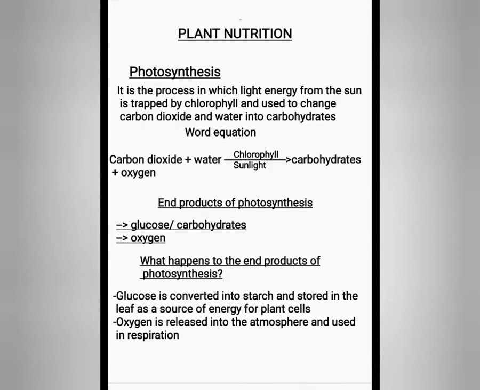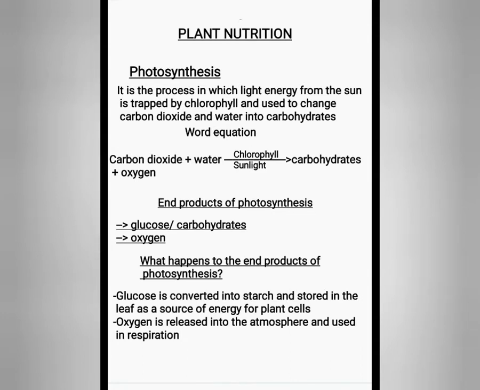So the word equation for photosynthesis is carbon dioxide plus water, in the presence of sunlight and chlorophyll, to produce carbohydrate plus oxygen. So here we have the end product of photosynthesis, which is glucose. Glucose is just the same as carbohydrates, and we have oxygen.